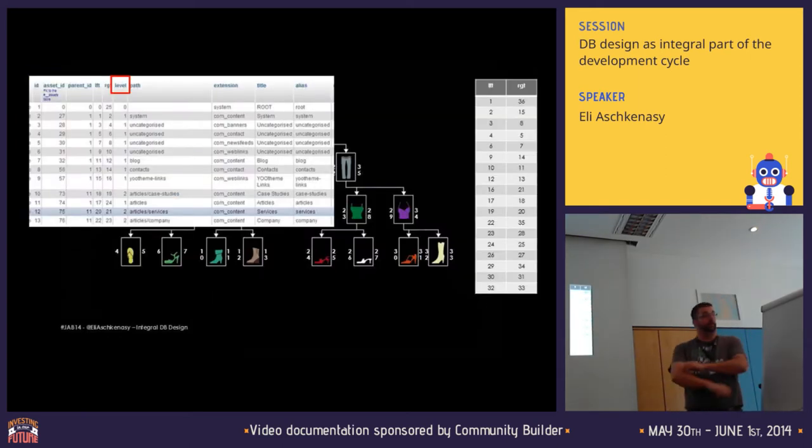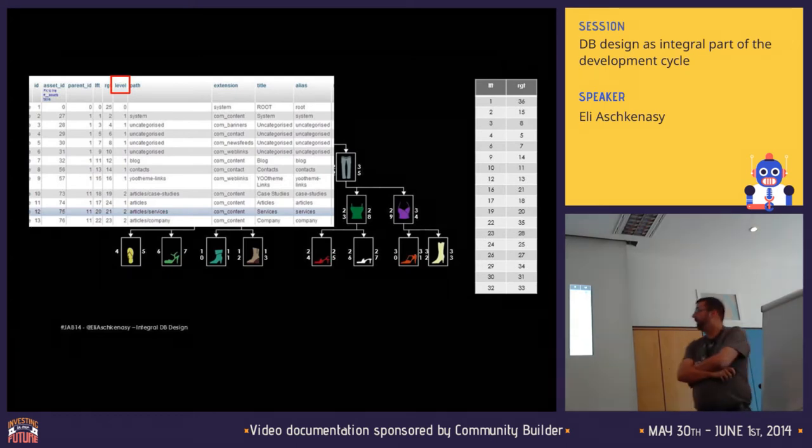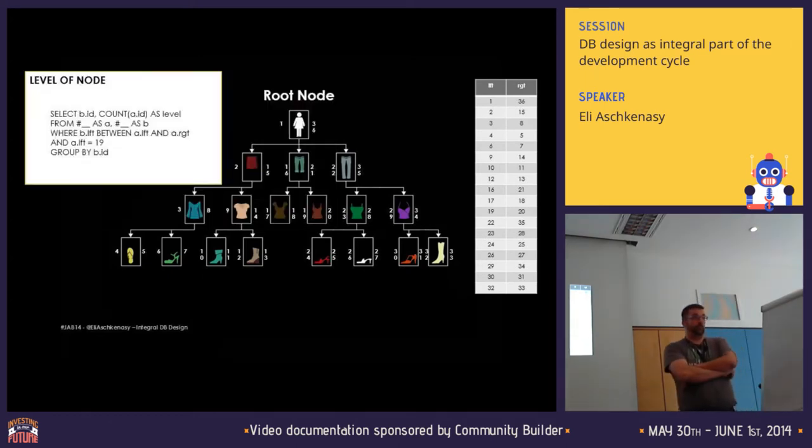Next item is the level item. Very important. You want to know how deep you are in the tree. Again, very simple query. This is not rocket science.